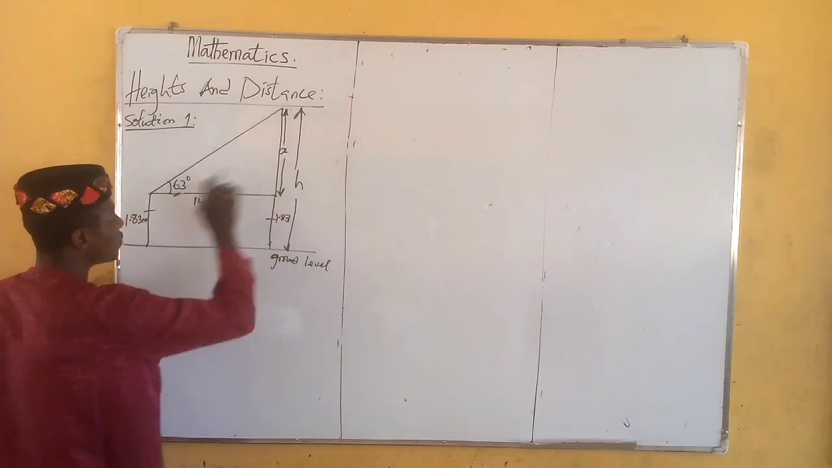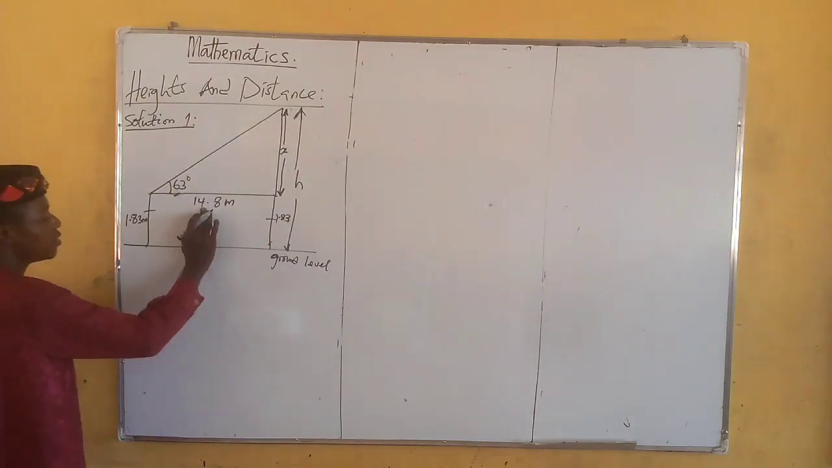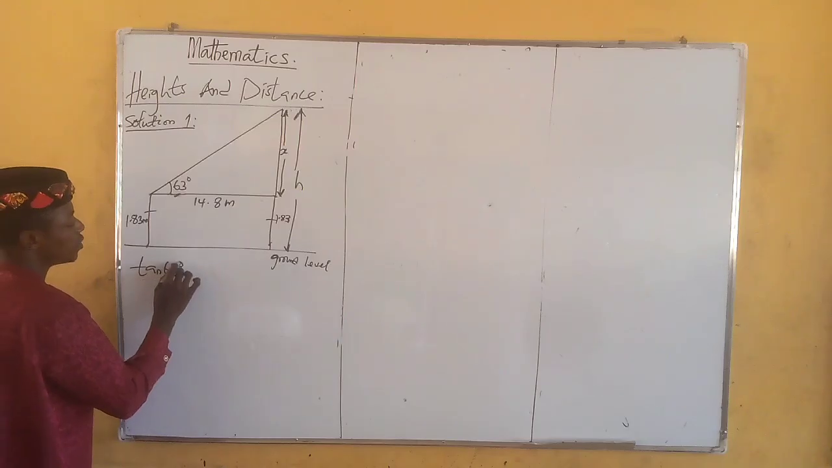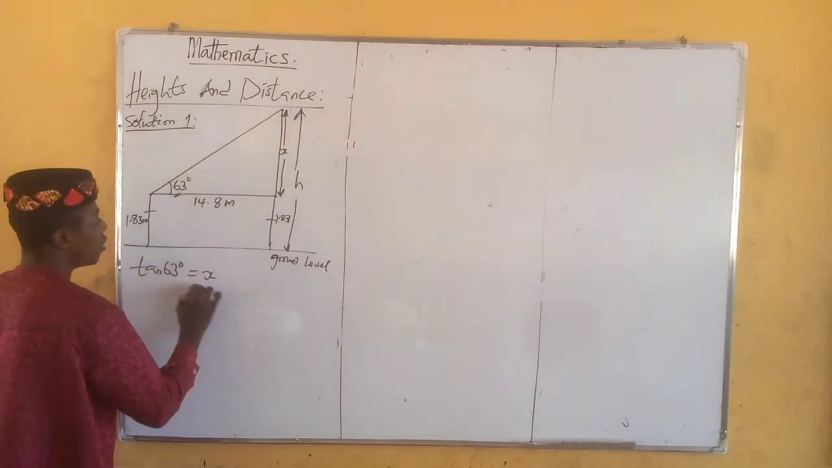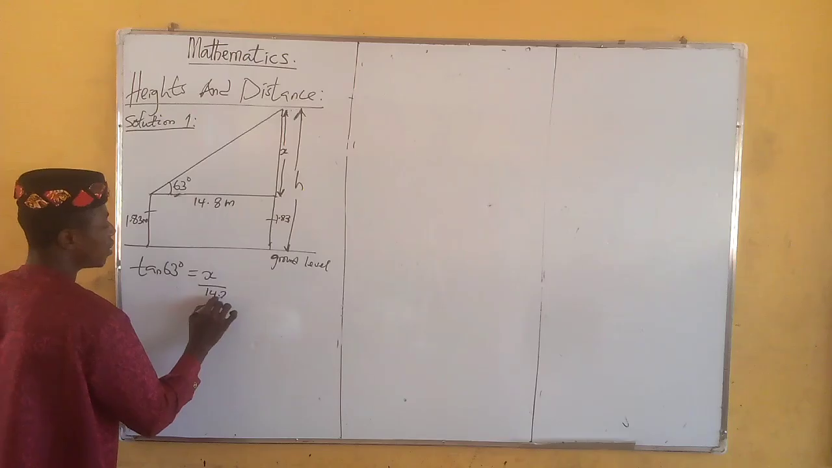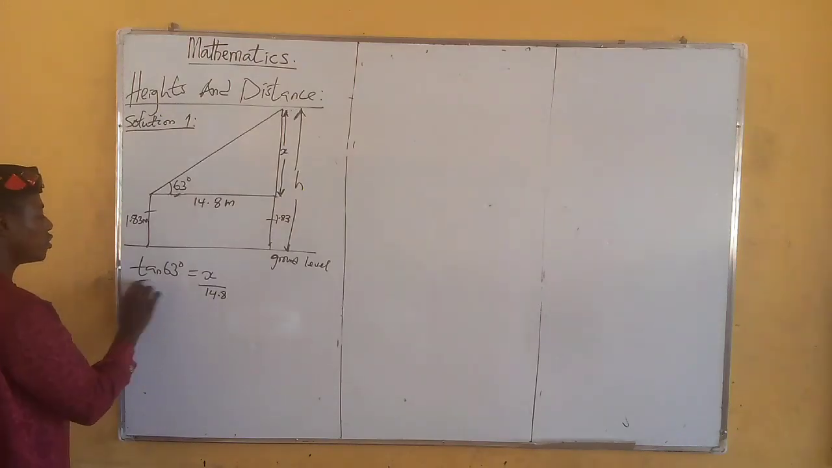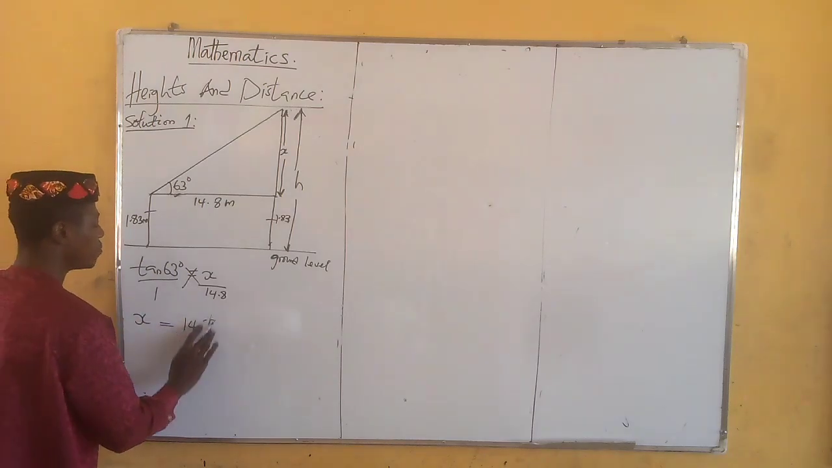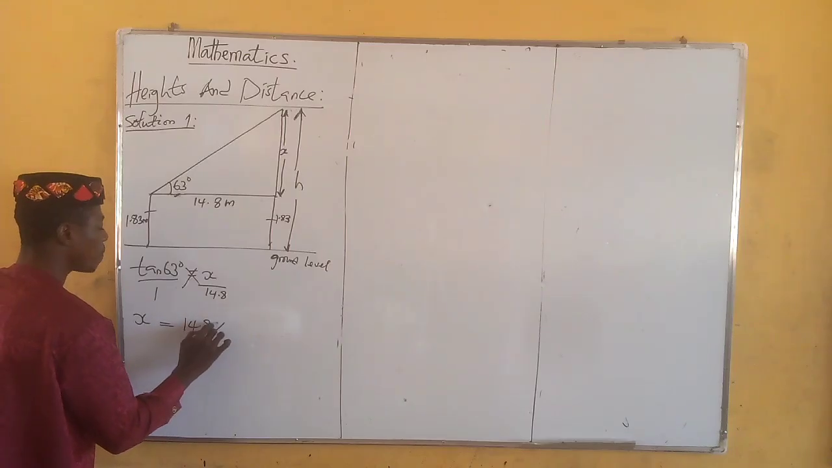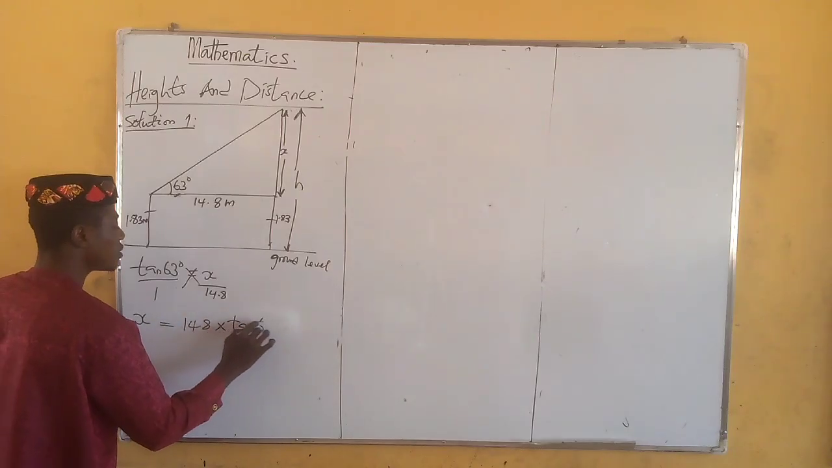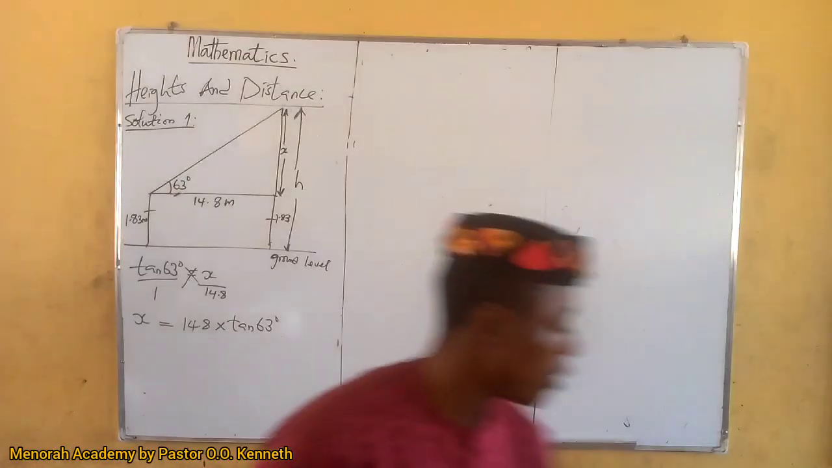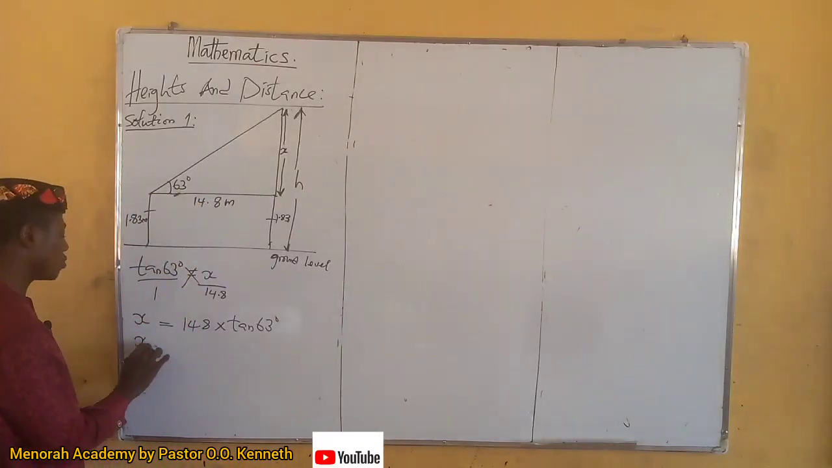Now let's find x. Opposite over adjacent is tan 63 degrees, which equals the opposite, x, over the adjacent, 14.8, over 1. We cross multiply, and x times 1 is equal to x. Then we are left with 14.8 times tan 63 degrees.